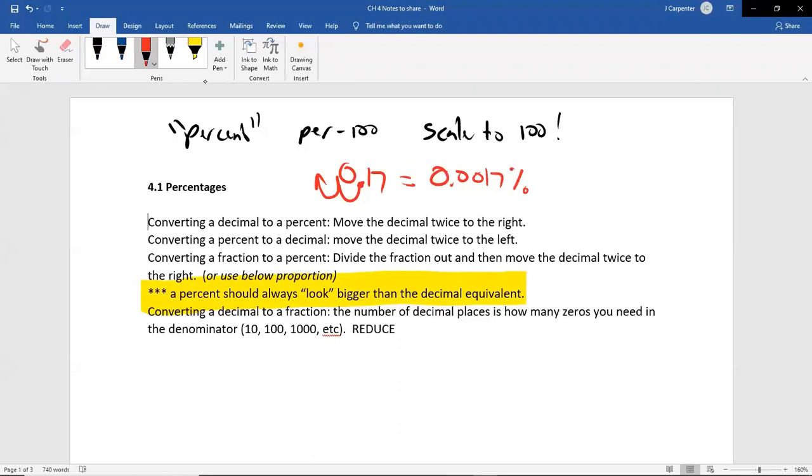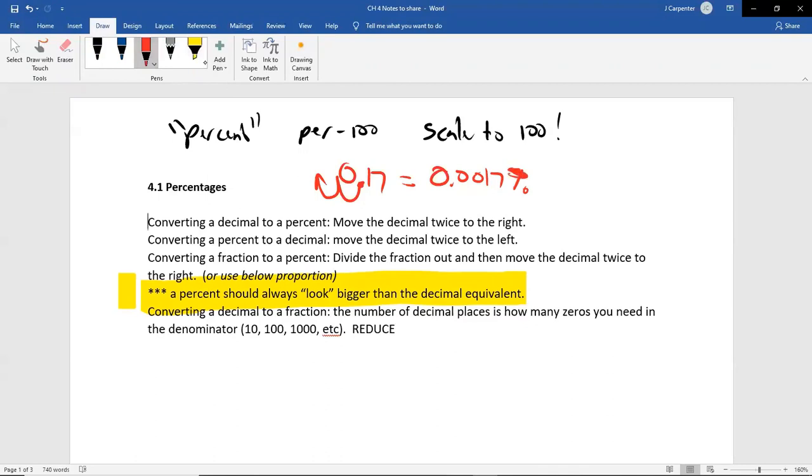So I had 0.17 and I moved the decimal twice. I know it's always twice. It's never 3 or 4 or 5 times when you're doing this type of conversion. And I chose to move it left, and I'm rushing, so I think I got that right. I go to the next one, and I keep going. Well, hold on. What's this little memo say that we were just talking about? A percent should always look bigger than the decimal.